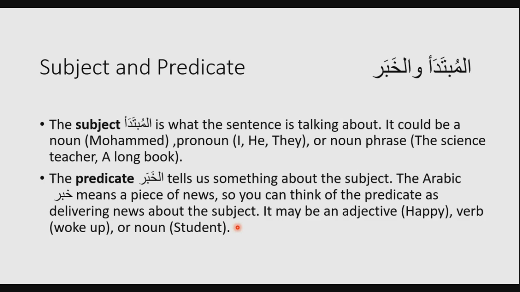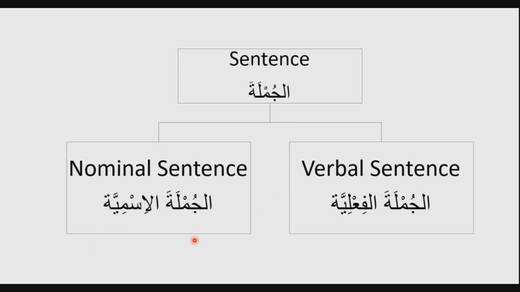You will do it. So basically a sentence is again divided into two: the subject and the predicate. The subject is what the sentence is talking about. It could be a noun, Muhammad, or a pronoun like I, he, they, or a noun phrase like the science teacher, a long book. I'm giving you English examples so that you know what it is. Later on we'll do that in Arabic. And the predicate, the khabar, al-khabar, tells us something about the subject. The word khabar in Arabic means a piece of news. So you can think about the predicate as delivering news about the subject. It may be an adjective like happy, a verb like woke up, or a noun like student.